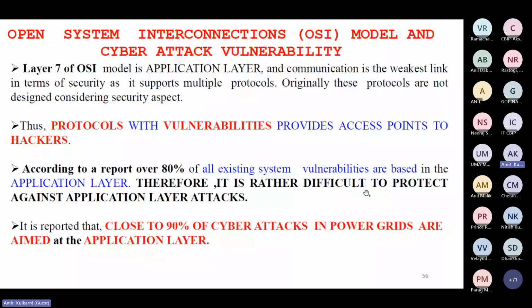Okay, coming back again to our presentation. Before going to the next set of case studies, as I was discussing the OSI model and cyber attack vulnerability, it is seen that the application layer is most vulnerable. As per reports and studies, 80% of the existing system vulnerabilities are associated with it. That's the reason close to 90% of the cyber attacks in power grids are aimed at the application layer.